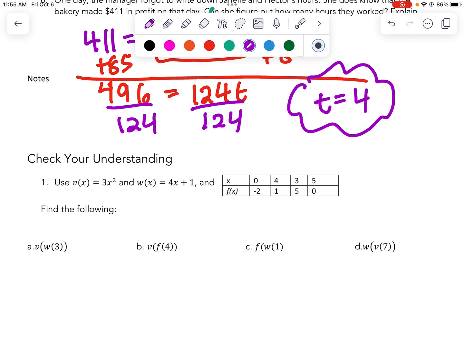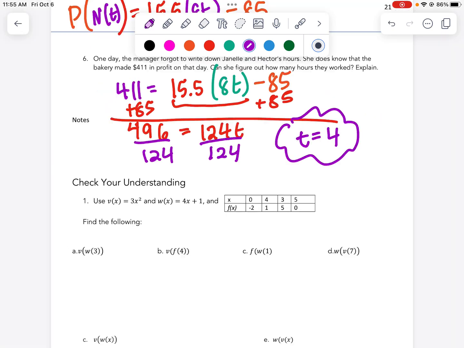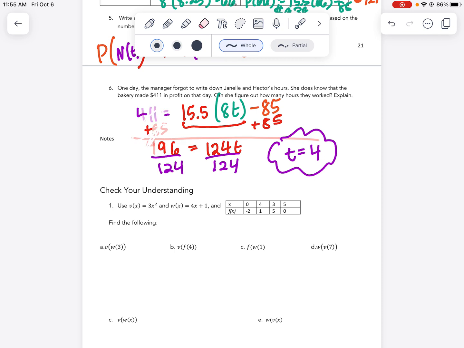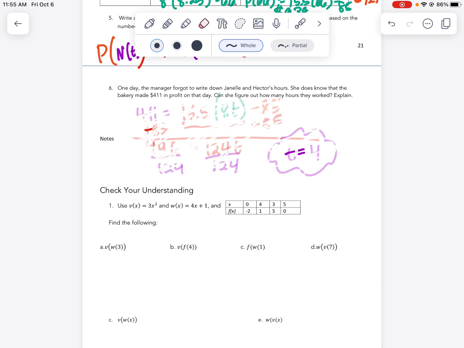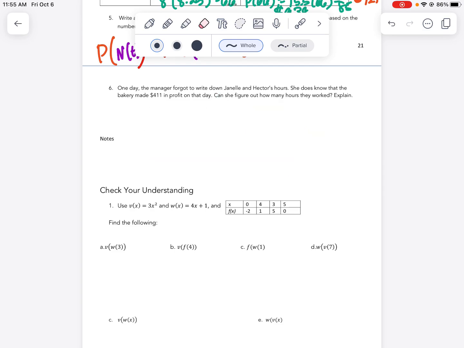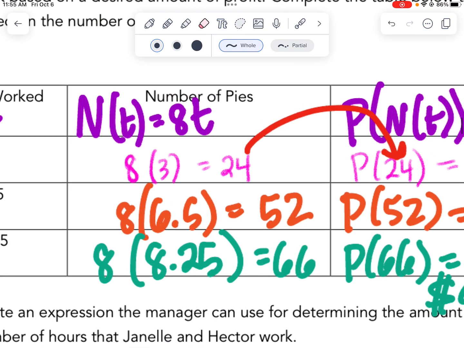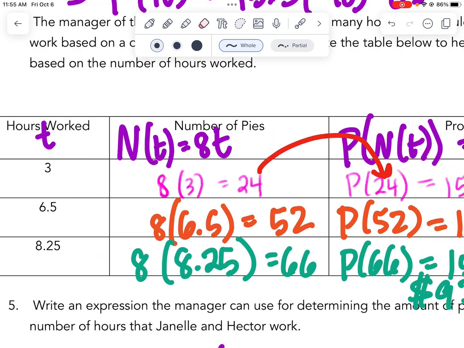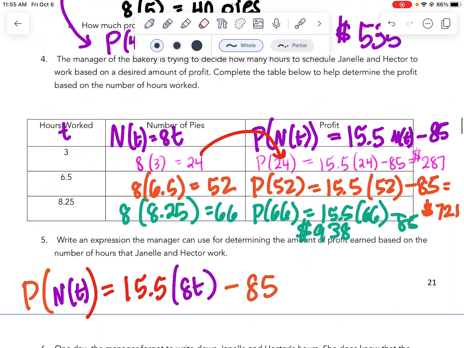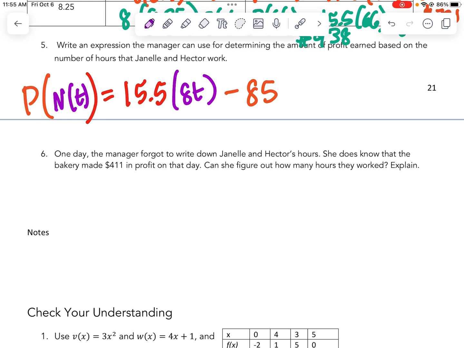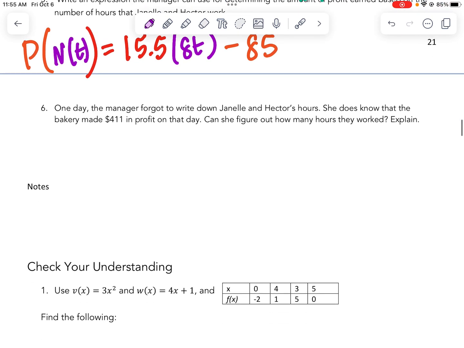All right, so quick notes. What we have done today is called a composition of functions. I'm going to erase this so we have a little bit more room here. A composition of functions is when you use one answer to find the next answer. So we needed to find the number of pies made, and then we could plug that in to find the profit. So composition of functions.